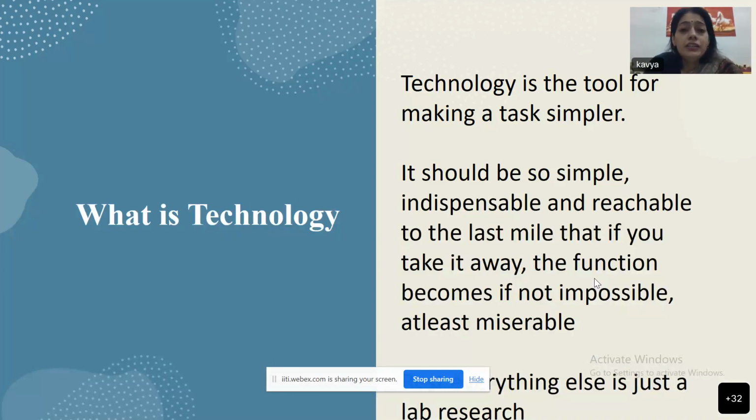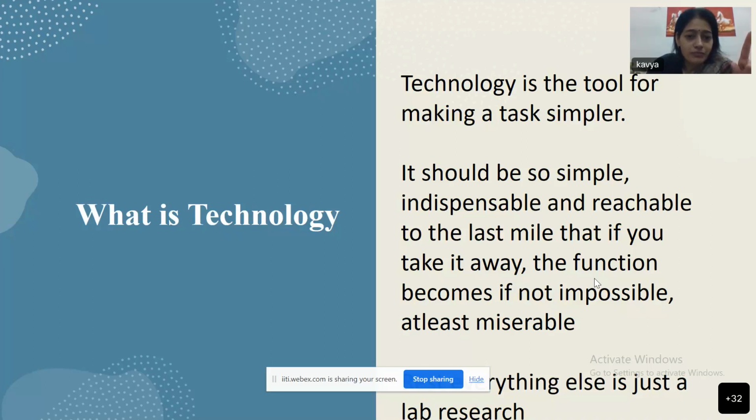Now, having said so much about technology, if I ask what would be the technology, I have asked this question so many times to myself, and I would very conveniently conclude it is not the best definition. In fact, it is not a definition, it is just a collection of some thoughts. You may improvise it, and we may come to a better definition. So, for me, technology is a tool for making tasks simpler. And it should be so simple, so indispensable and so reachable to the last mile that if you take it away, the function becomes, if not impossible, at least miserable.